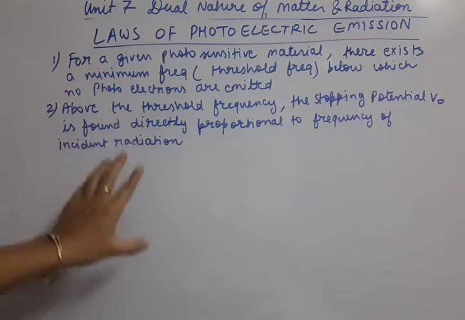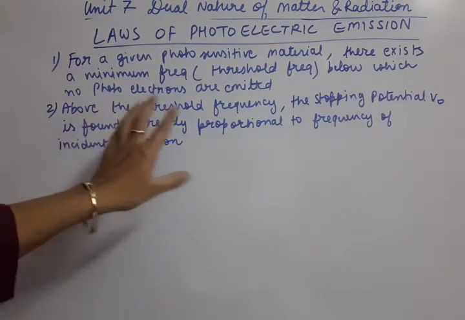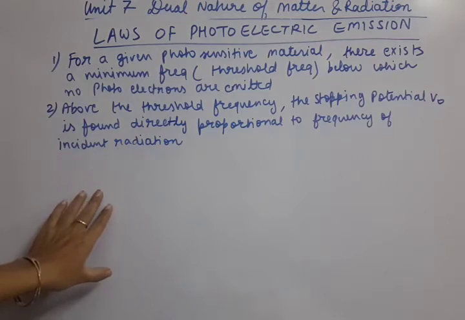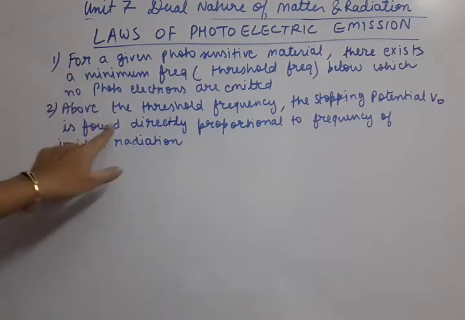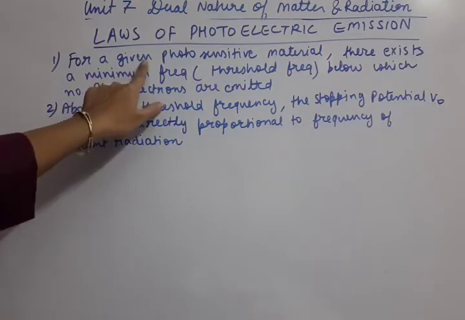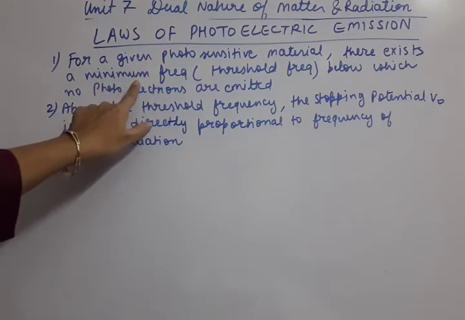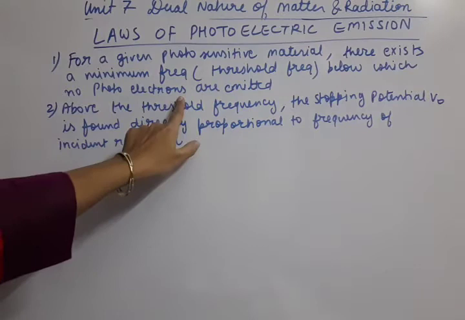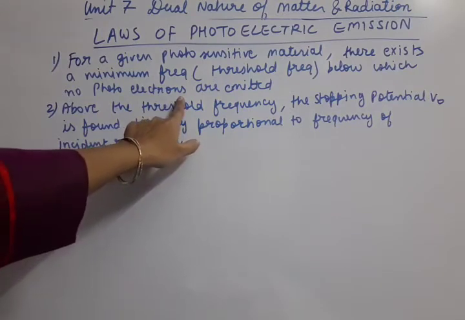With the help of the Einstein equation, we'll understand and we'll draw the graphs also along with these laws. So let us start now with the first two laws. For a given photosensitive material, there exists a minimum frequency called threshold frequency below which no photoelectrons are emitted.